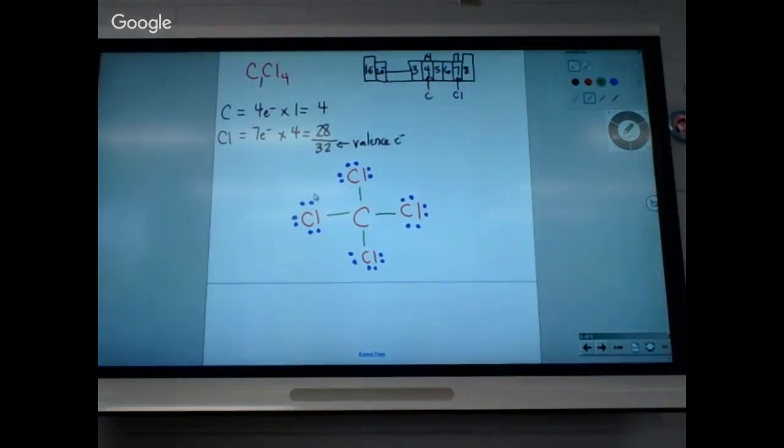And then we need to talk about what the vocabulary is that goes with the lines and the dots.